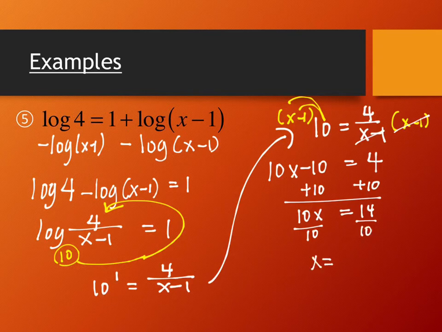You can't leave it 14 over 10. You either need to simplify the fraction, which would give you 7 over 5, or this one is actually a very nice decimal, precise and exact. That's what? 1.4. So either of those versions would be acceptable ways to write the final answer.